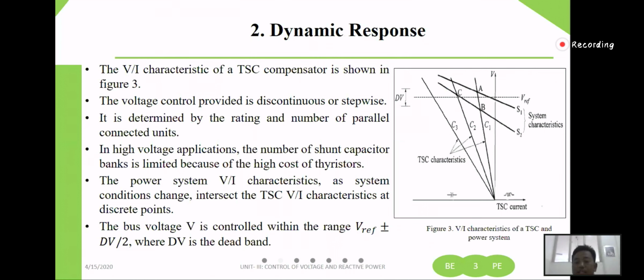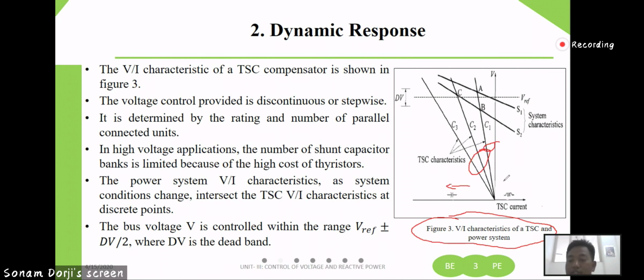So now dynamic response. Let's see in terms of dynamic response from the VI characteristic. I will take it from the VI characteristic and explain how it controls the voltage. Earlier, I explained the theoretical basic concept. So now we are drawing the VI characteristic of a TSC and the power system. Let's see how it works. Now all this is the TSC characteristic. This side is the capacitive one. Here it is a little bit inductive because we have a reactor. Then how does it control the voltage?